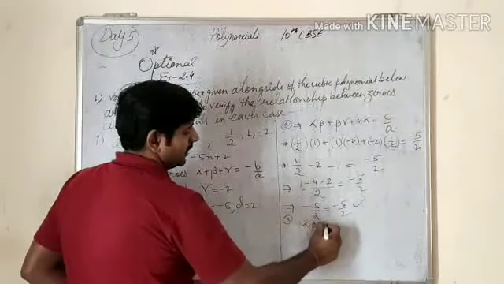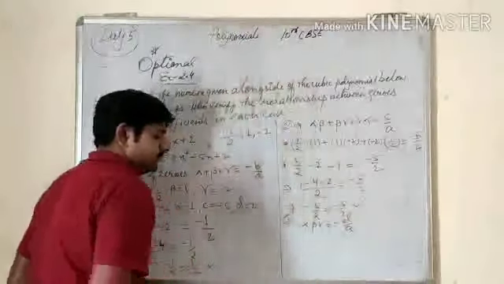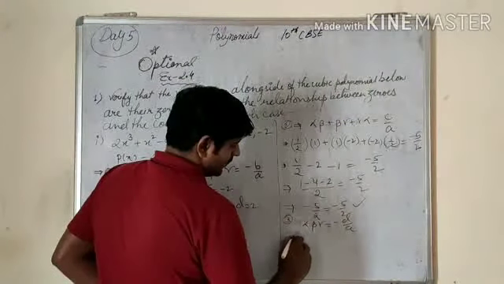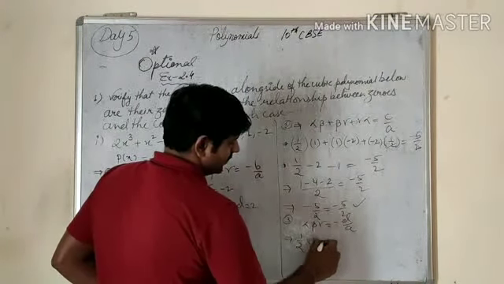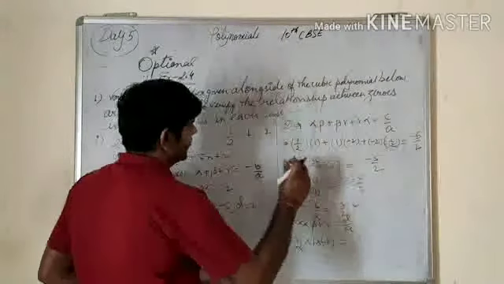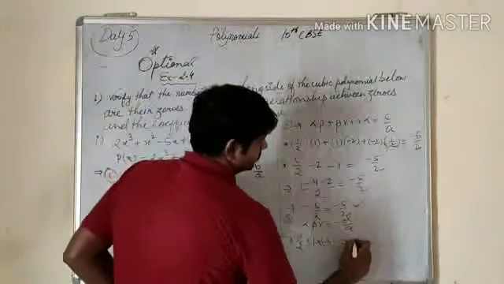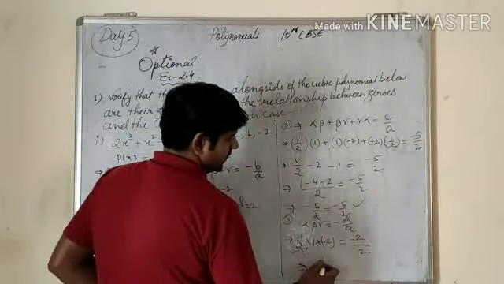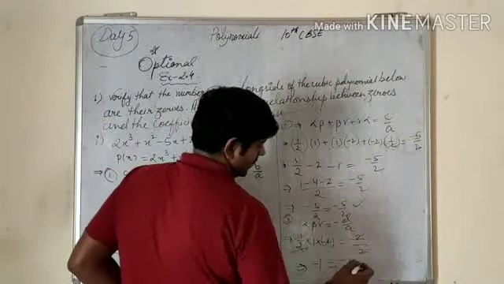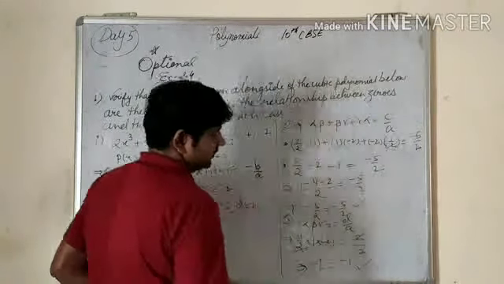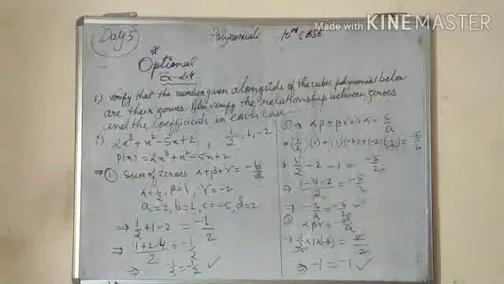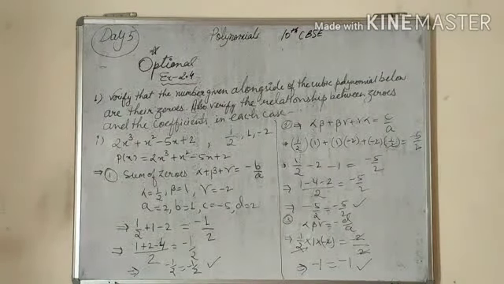alpha beta gamma equals minus d upon a. So alpha, beta, gamma, all these are given: 1 upon 2, 1 into minus 2 equals minus d, and d is positive 2 upon 2. This 2 and 2 cancel, we get minus 1 equals minus 1. So it is also verified. So finally it is verified according to the relationship between zeros and coefficients. Please write it down.